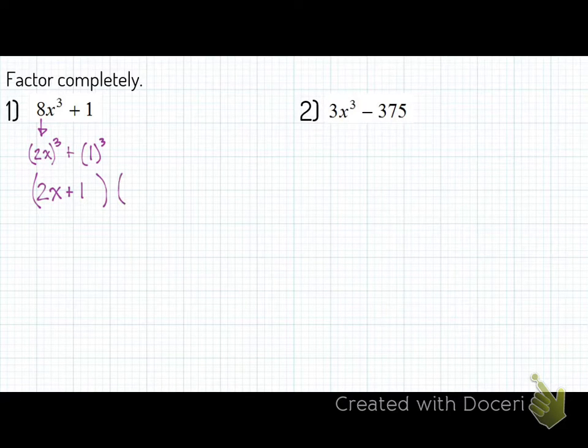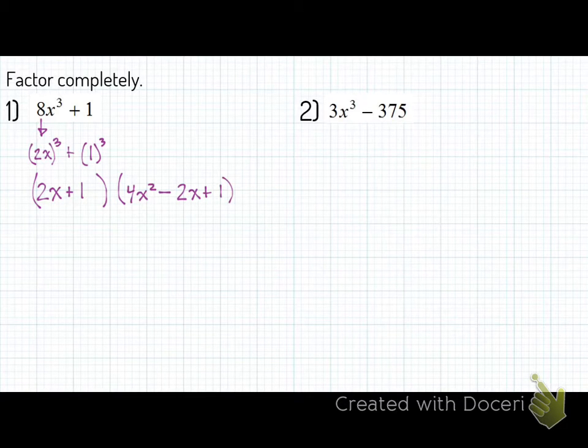Then we're going to open parentheses again. We got the first term squared, which is going to be 2x squared. So 2 squared is 4. X squared is just x squared. Then I'm going to change this to a minus sign, right? And we got x times y, our first term times the second term, which is going to be 2x times 1, which is just 2x. Then I got a plus sign here. And then I got y squared. Y squared in this case is 1 squared, which is just 1.